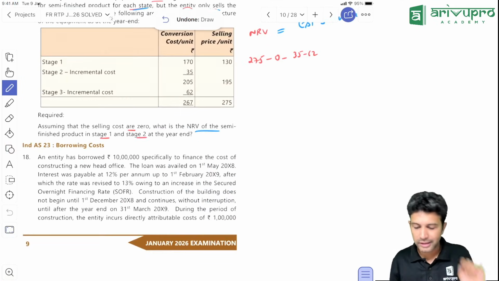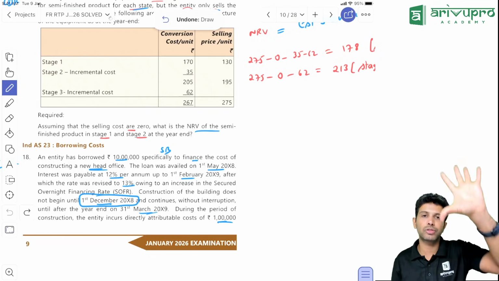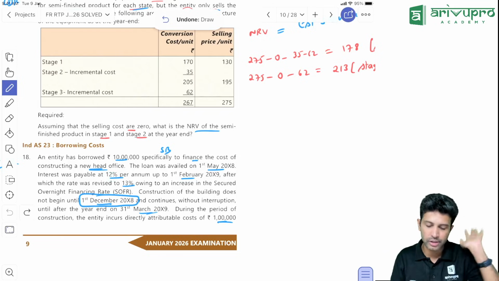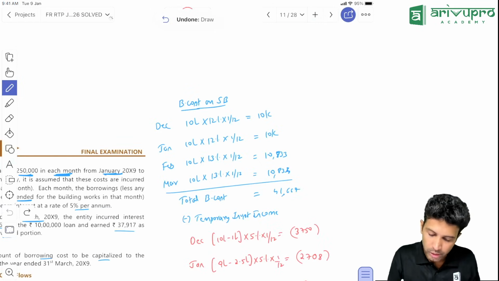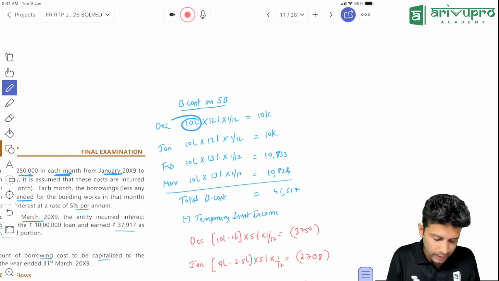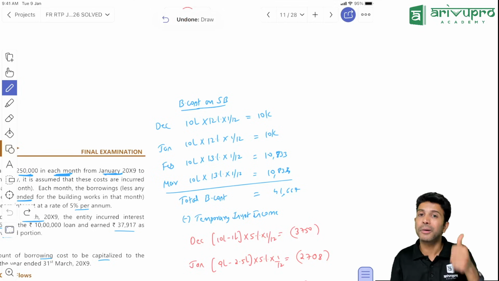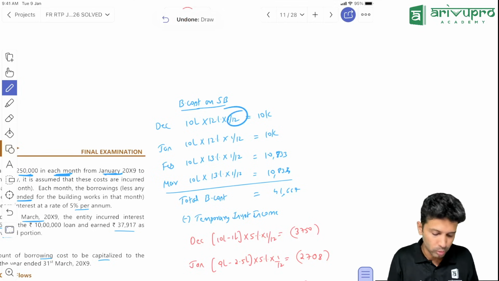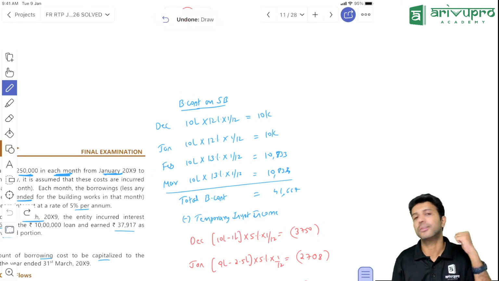Remember, the loan's interest rate is changing from 1st February. So December and January, the interest rate was 12% only. 10 lakh loan amount, 12%. Let's calculate the interest month by month for easy calculation. 10 lakh is the loan amount, interest rate is 12% per annum. So for December, 1 month, you'll do 1 by 12. This will be the borrowing cost for December.